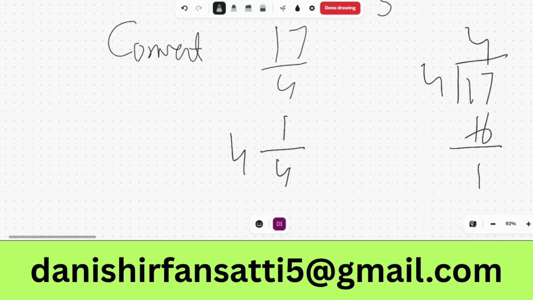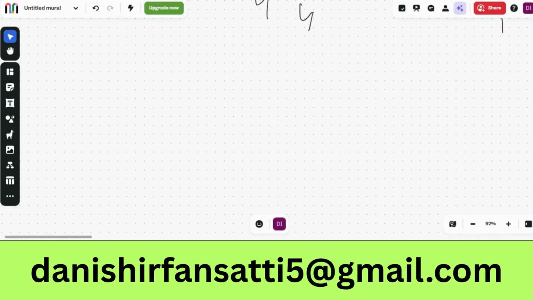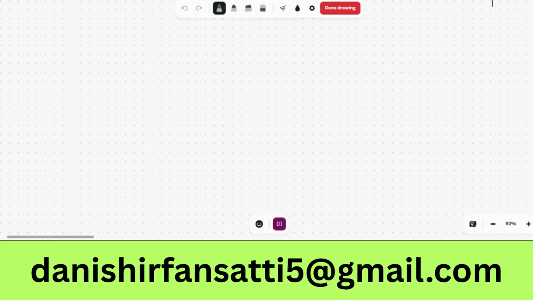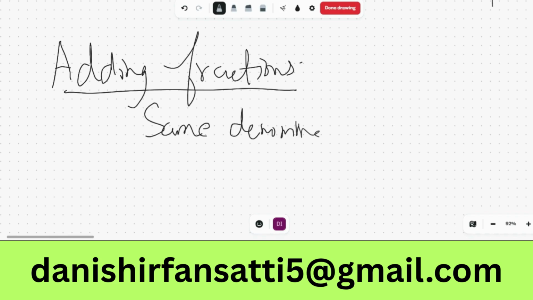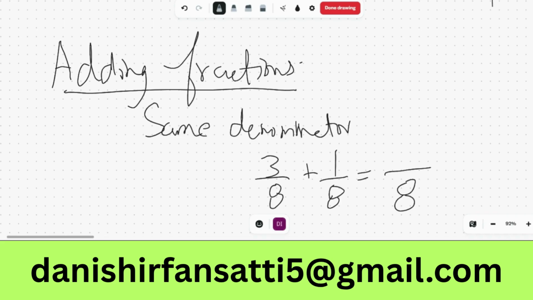Now we are going to see how we can add fractions. Adding fractions is simple for the same denominator. How are we going to do this? For example, 3 by 8 plus 1 by 8. We will just take the same denominator and add the top values, that is 4 by 8. So that will become 1 by 2.